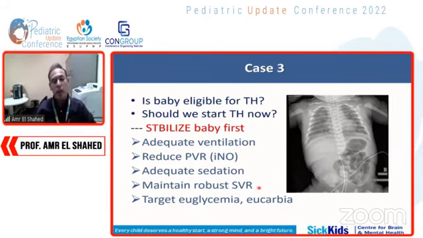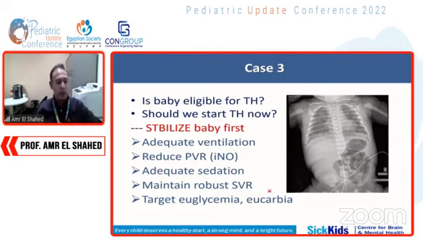Usually PPHN and all of these acute hemodynamic instabilities can improve with time, but the neurological consequences that can happen later on, you can't really fix later on. So you have to make the effort as much as you can to fix all of these items and start therapeutic hypothermia as early as it can be.